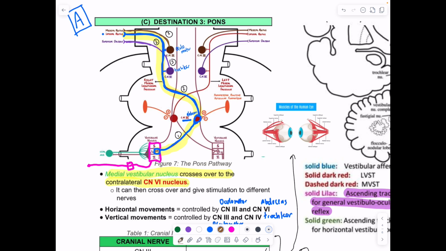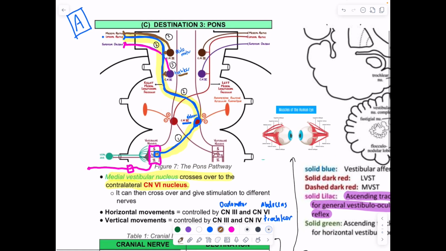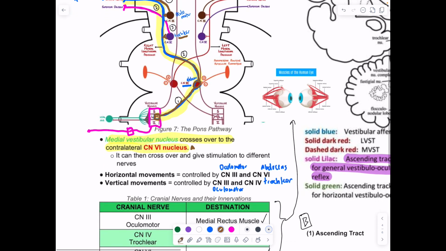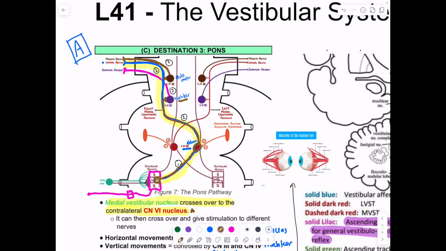But when it does that, it's also going to send out branches to the trochlear nerve, and so the trochlear nerve is then going to innervate the superior oblique, and then this abducens nerve is also going to send innervation to the oculomotor nerve, which is going to innervate the medial rectus. Okay, so basically the idea is that the medial vestibular nucleus, this guy right here, crosses over to the contralateral abducens nucleus, which then crosses over again and gives stimulation to trochlear and oculomotor on its way to lateral rectus.